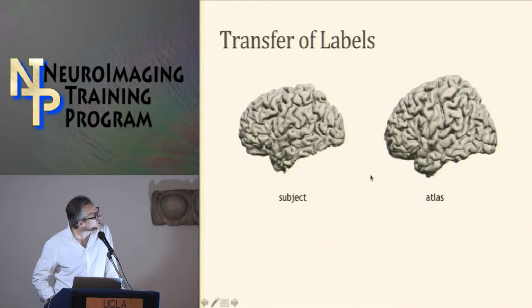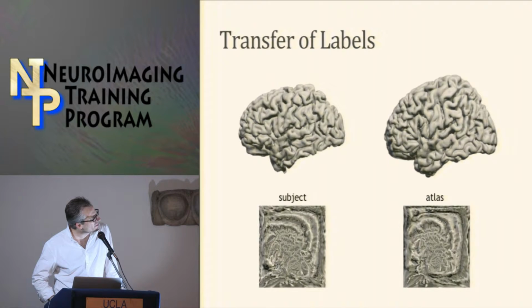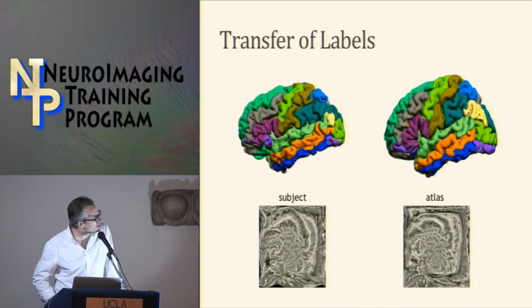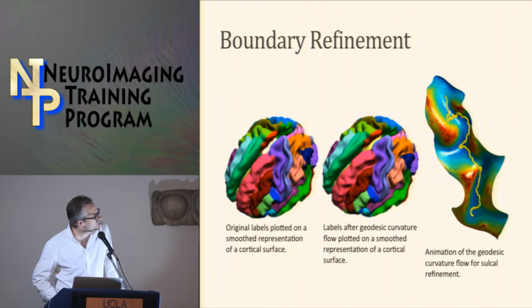And so what this gives us then is a map from our subject to our atlas or vice versa, so we can take the labels. This is after we do a deformation. We can take the labels from the subject and then project them through these spaces to get the labels on the cortex. And this does a reasonably good job, but we have some additional improvements that we apply, which basically try to push the labels on each gyrus down into the sulcal valleys.